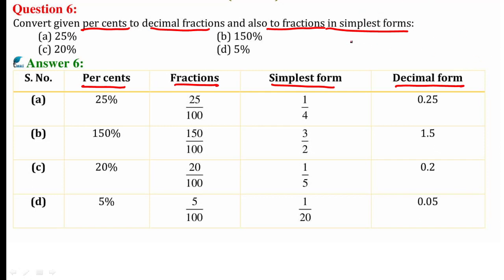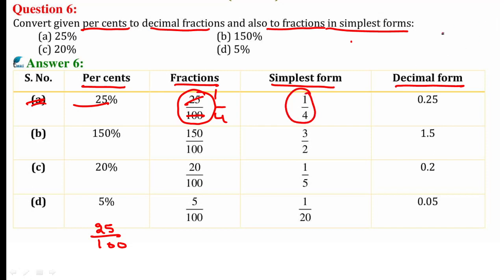Here the percentage is 25%. So 25% in fraction can be written by removing the percentage, dividing it by 100. So 25 upon 100 is your fraction. Simplest form is to reduce this fraction to its smallest terms. 25 ones are 25, 25 fours are 100. So 1 upon 4 is your simplest form.